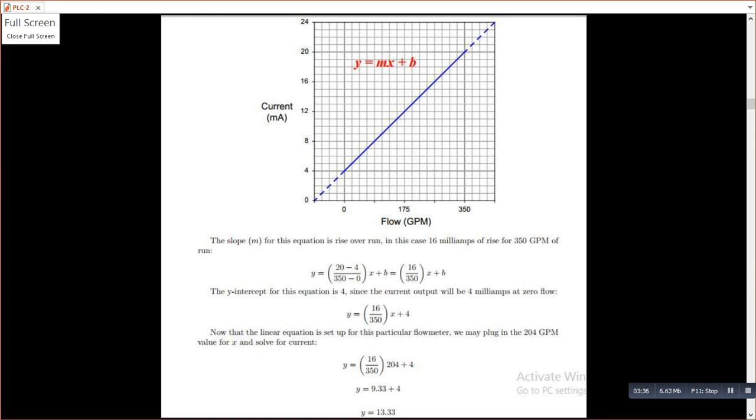So this is how our industrial analog current loops work.